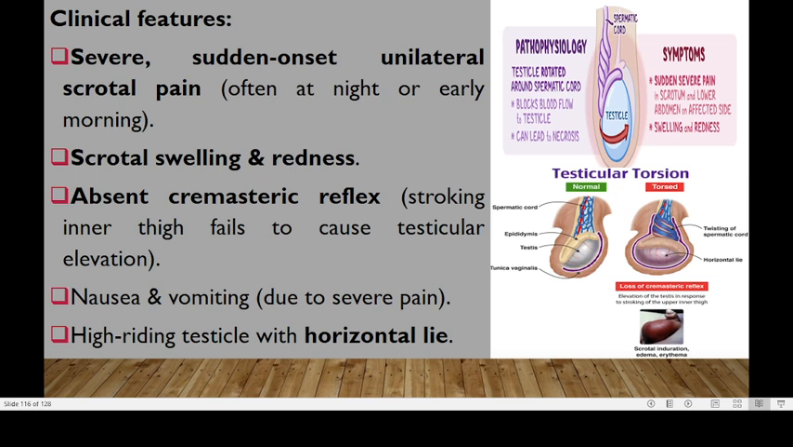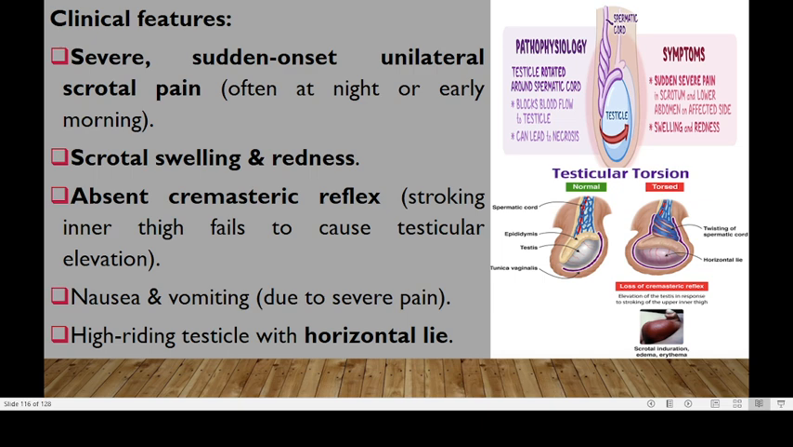So patients are going to present with severe sudden onset unilateral scrotal pain, often at night or very early in the morning. They also present with scrotal swelling or redness. They also present with absent cremasteric reflex. You know, when you strike the inner thigh of a male patient, we are supposed to have testicular elevation, right? But in the case of testicular torsion, we are going to have absent cremasteric reflex. So the testis will fail to elevate when you strike the inner thigh.